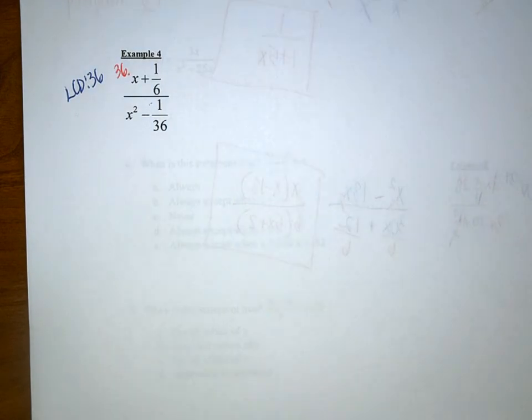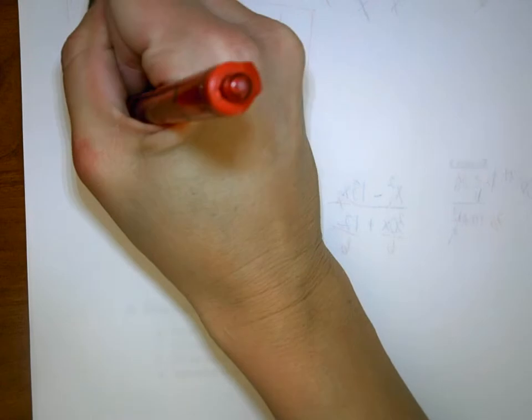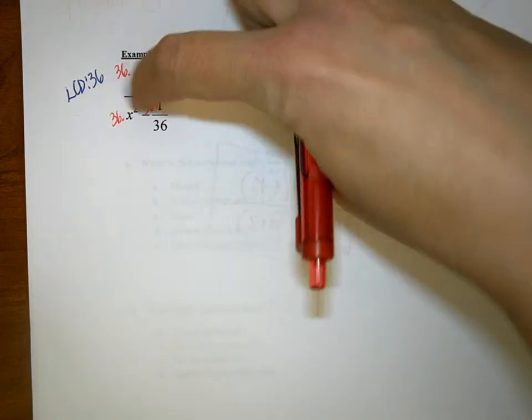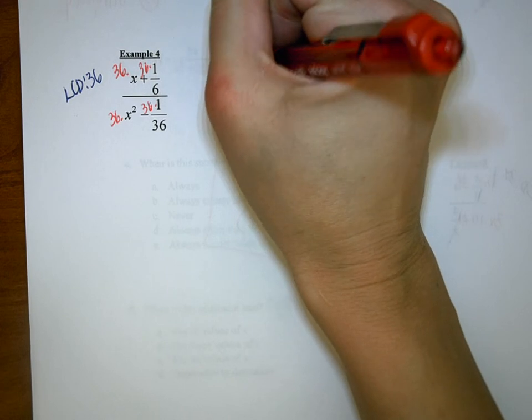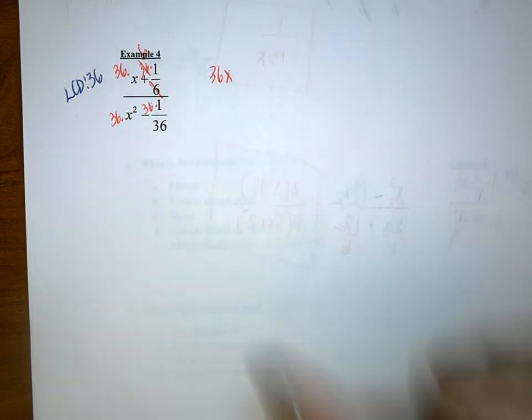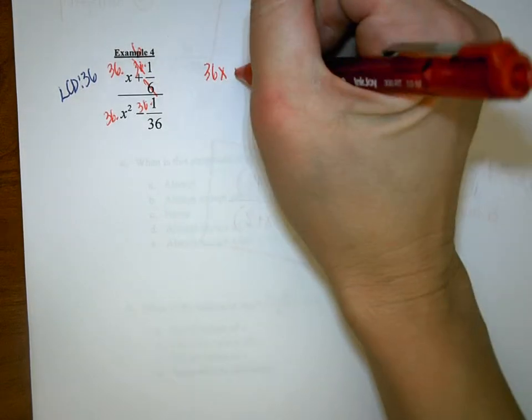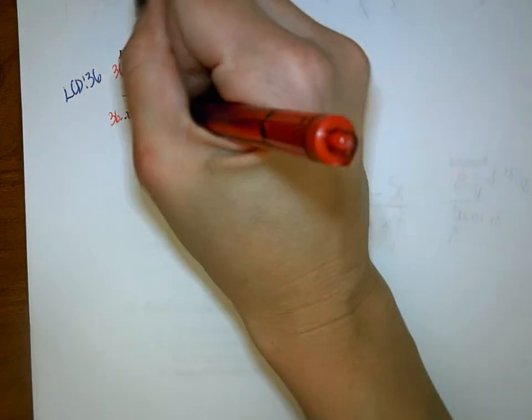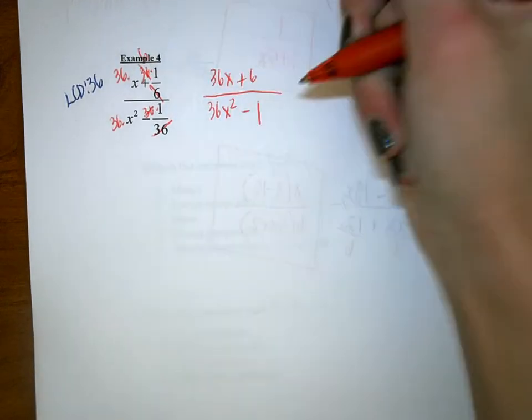The LCD is 36. The correct answer was 6 over 6x minus 1. So I'm multiplying every single term by 36. When I do that, nothing cancels here, so I have 36 times x, which is 36x. Next, 6 goes into 36 6 times, and so I have 6 times 1, which is 6. Divided by, we have 36x squared. I have to multiply those together. Here the 36 cancel out, and you have minus 1.